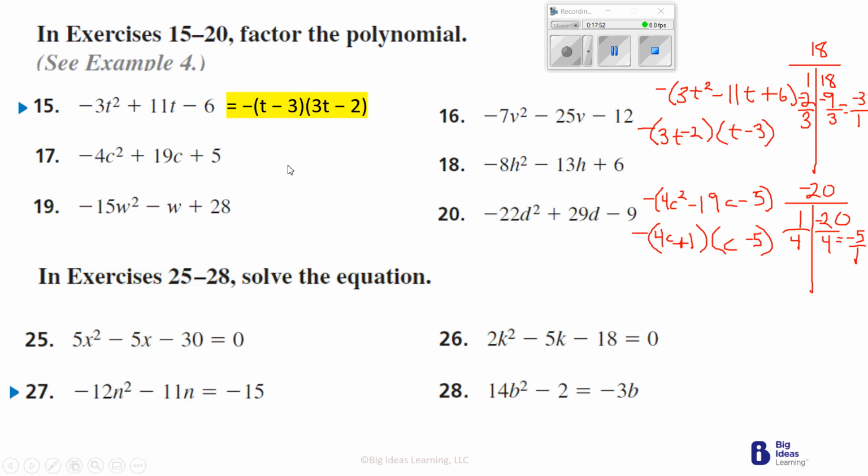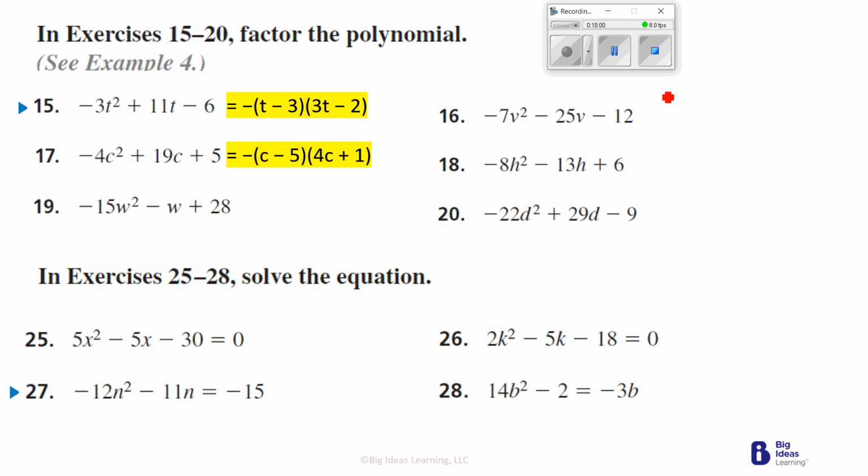Let's see how I did. -c minus 5, 4c plus 1. All right, we're on number 19 now. All right, next we have the negative. It's going to get factored out, and I've got 15w. And I'm going to have to add plus w, and then minus 28.